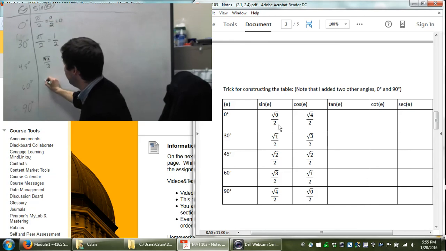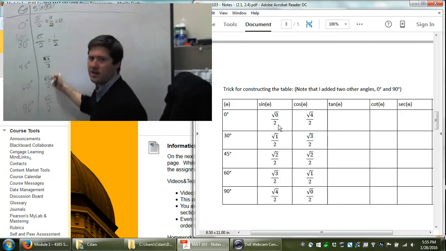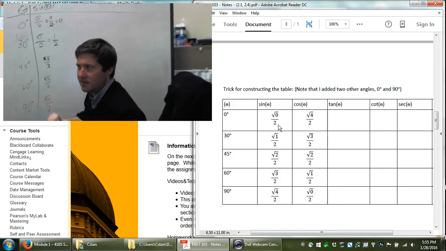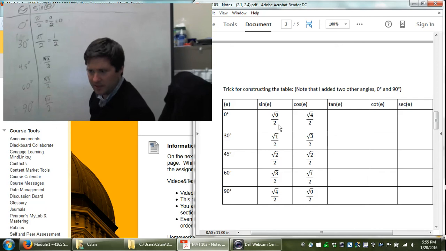So a trick for constructing this table, and I've got it filled out for you. I didn't fill it all out. I'm going to show you how to do this stuff. Here it is. So what I do is I just start my table at 0 and go to 90. And notice what I've written here.